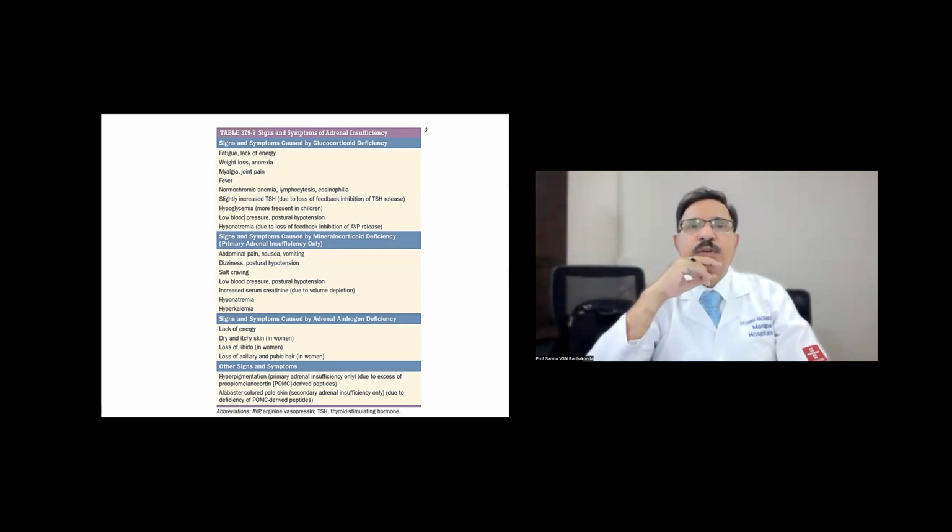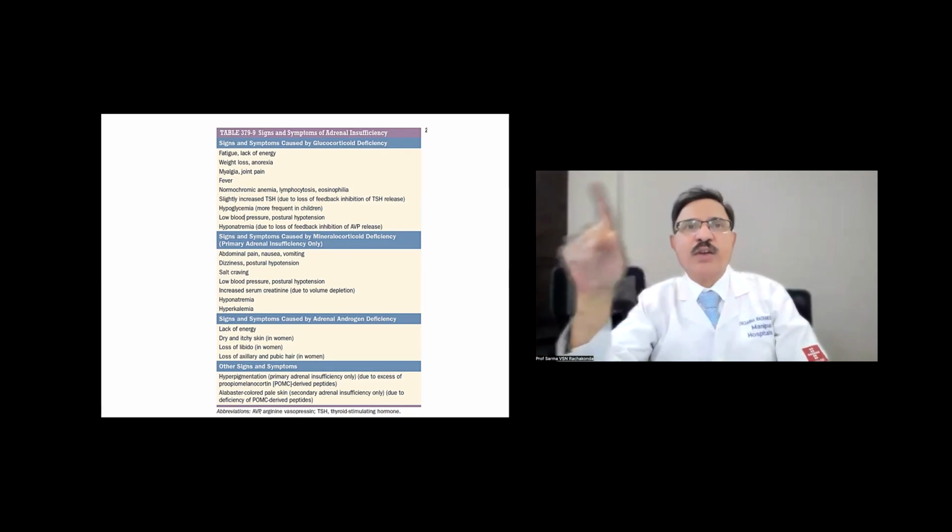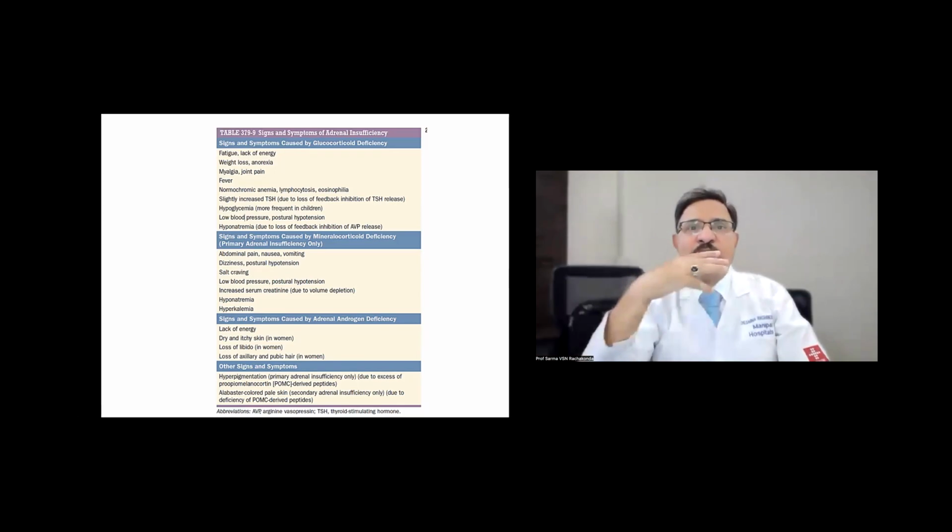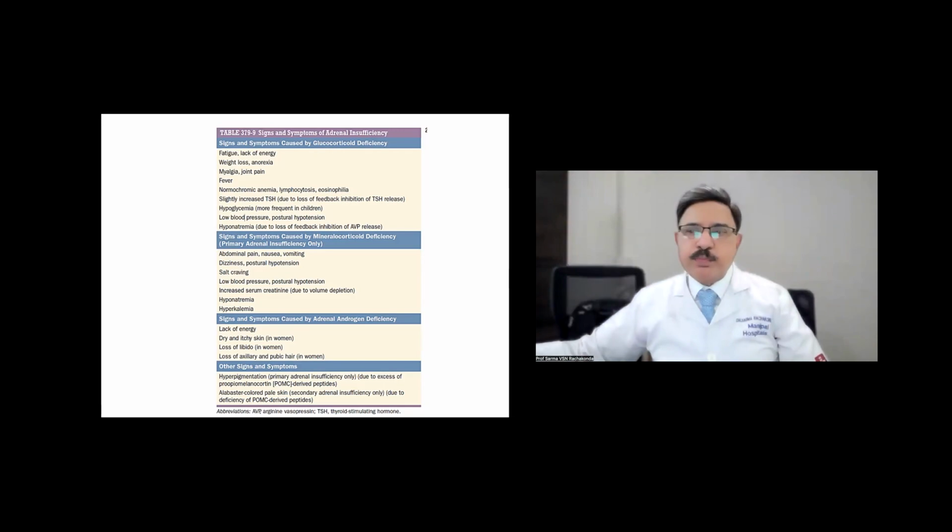Signs and symptoms of adrenal insufficiency. Signs and symptoms caused by glucocorticoid deficiency: fatigue, lack of energy, weight loss, anorexia, myalgia, joint pains, fever, anemia, lymphocytosis, eosinophilia, whereas in Cushing's, eosinopenia. Slightly increased TSH, low blood pressure, postural hypotension. So there are some symptoms attributed to glucocorticoid deficiency.